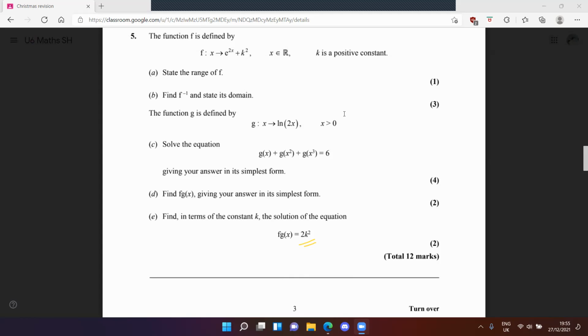Also, find x in terms of the constant k. So to find x, k equals 2x. Oh yes, it says find the solution. So whenever it says solution, it means you have to find the values of x. Okay, I got k over 2. So that should be the answer.